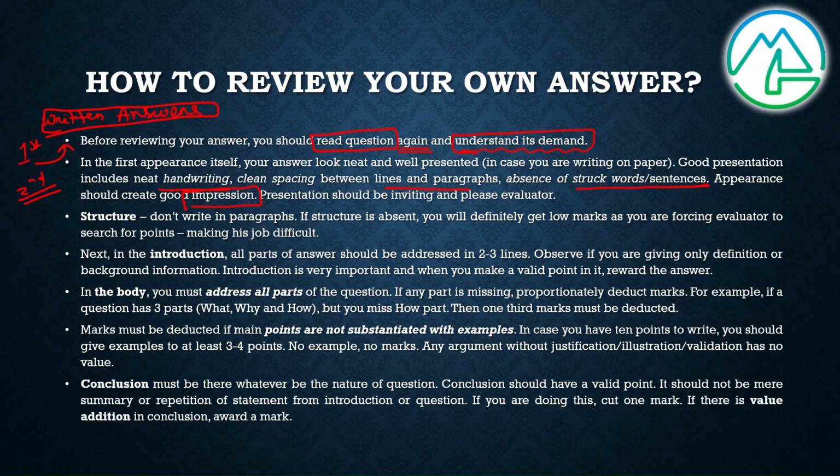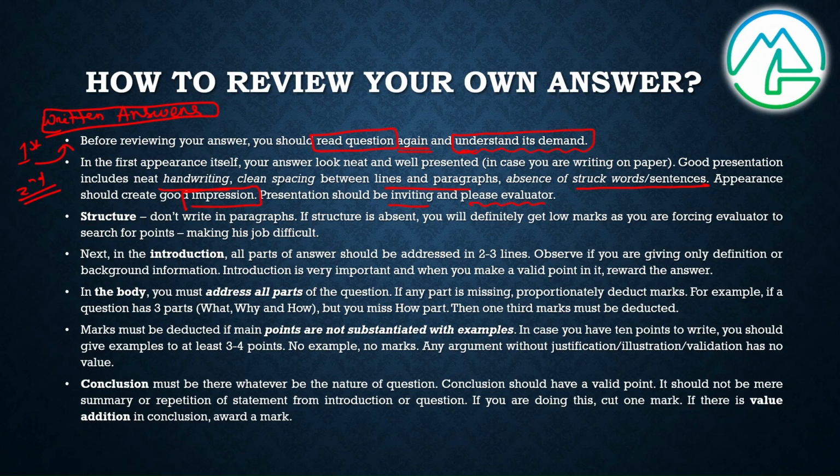So second stage में फर्स्ट स्टेप में आपने क्वेश्चन पढ़ लिया पूरा अच्छे से, फिर से उसको अंडरस्टैंड किया उसके डिमांड्स को. सेकंड में क्या इंप्रेशन ये आपके दिमाग में डाल रहा है, आपका आंसर खुद के ऊपर क्या इंप्रेशन डाल रहा है, you have to re-evaluate that, and it should be inviting and it will please the evaluator to give you marks, right? So this is the second step, impression.